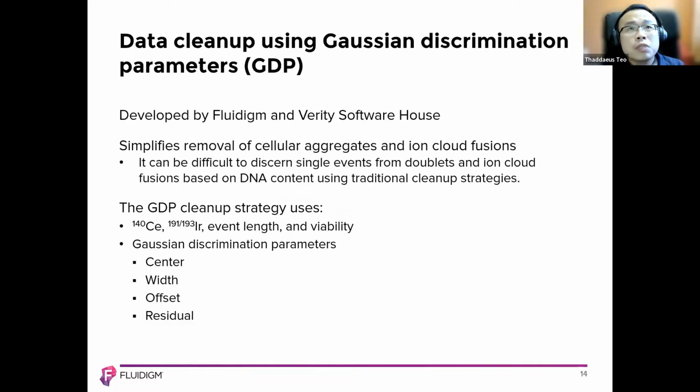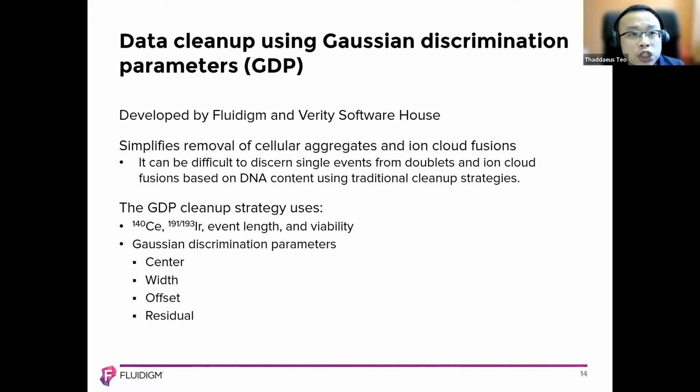So this particular method of cleanup is called the GDP cleanup, which is the Gaussian Discrimination Parameters. It was developed by Fluidigm and Verity Software House, and was meant to be used with the MDIPA Pathsetter or MDIPA assay, which is short for Maxpar Direct Immune Profiling Assay.